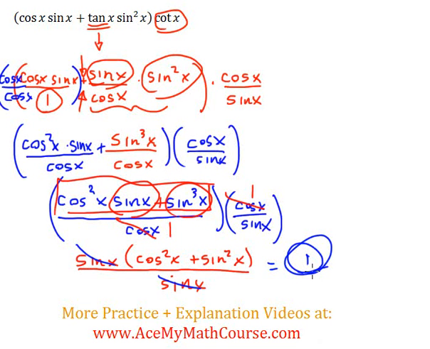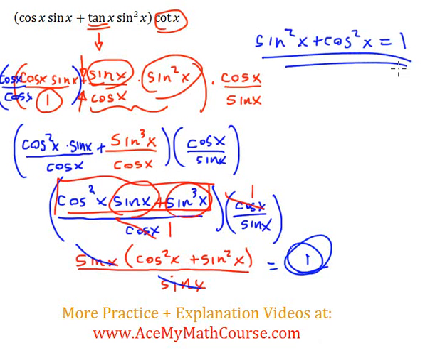Because of the Pythagorean identity, right? So sine squared x plus cos squared x is 1. We can be sure of that. So look at this. All of this is just equivalent to 1. How great. That's it.